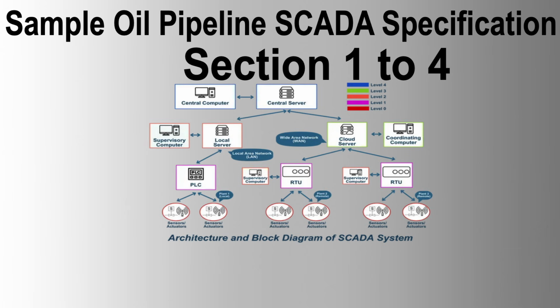4.9.4 Station ESD Condition. The system shall handle emergency shutdown, ESD conditions by coordinating with the SIS to safely shut down the affected sections of the pipeline. 4.10 Management Information System Interface. The SCADA system shall interface with the Management Information System, MIS, to provide operational data and reports for management purposes.